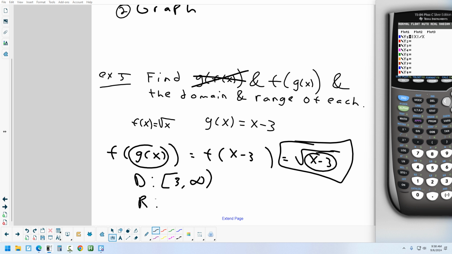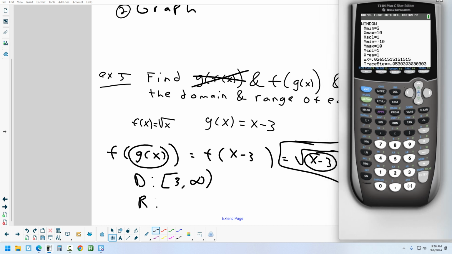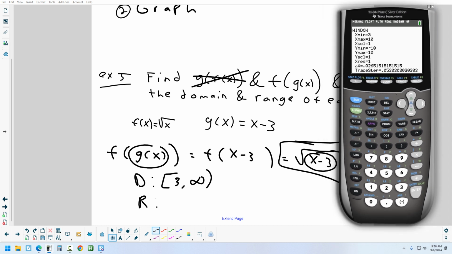So I'm going to do square root of x minus 3. I'm typing in the composed function, second, square root x minus 3. Go to window. I'm going to set my domain to go to 3. I mean, it can go up as high as infinity, so I'm just going to leave it at 10 for now and see how that works. And I'll leave the y min and max where it is, and I'll just hit graph.